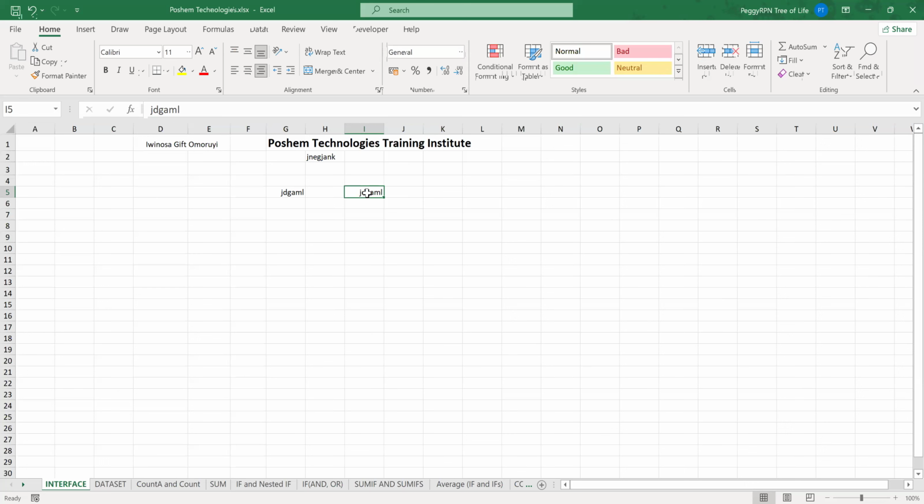All of these are important to navigate around your interface. Copy is Control C, paste is Control V. To cut is Control X, paste is Control V. Paste remains the same, whether you're copying or you're cutting. But copy is Control C and cut is Control X.